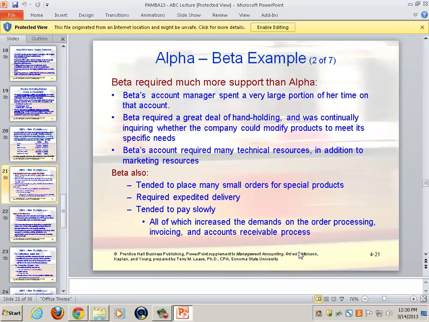Report the account manager spends a very large portion of time really coming with all kinds of different requests, and requires technical resources.